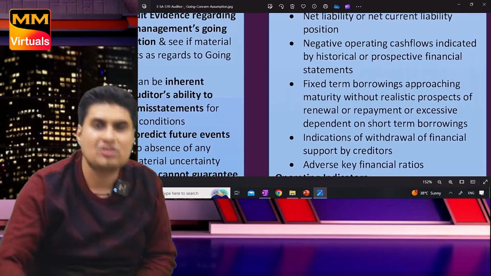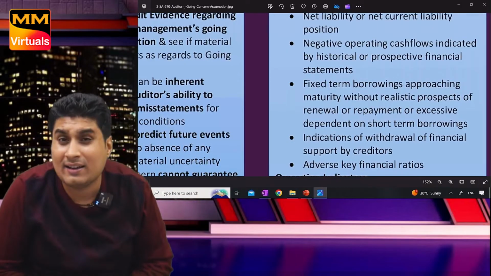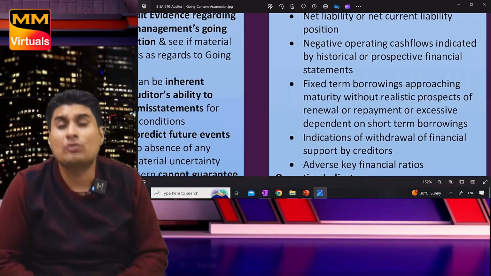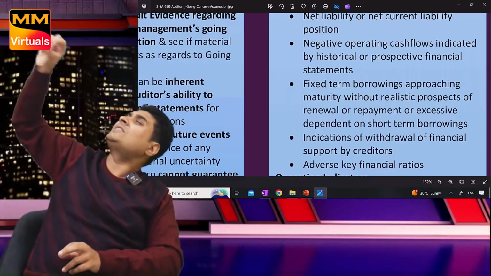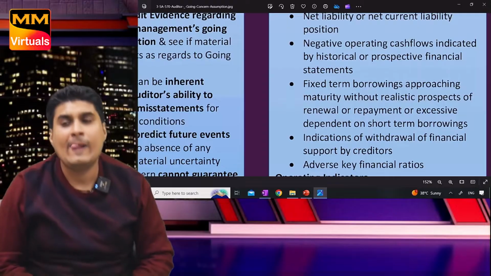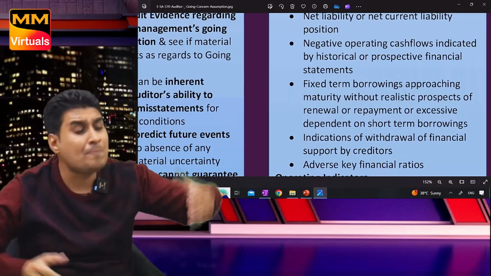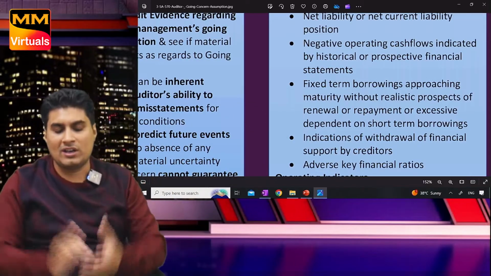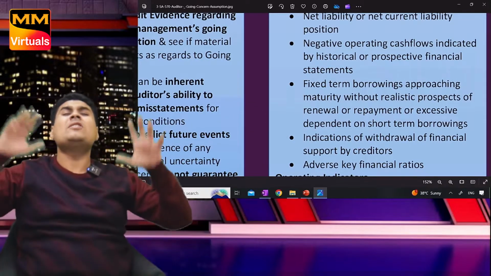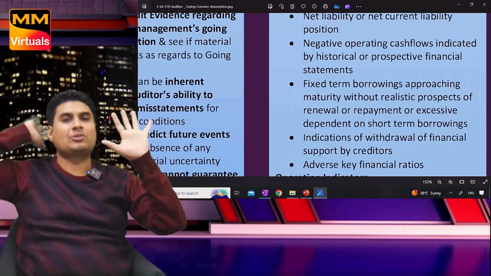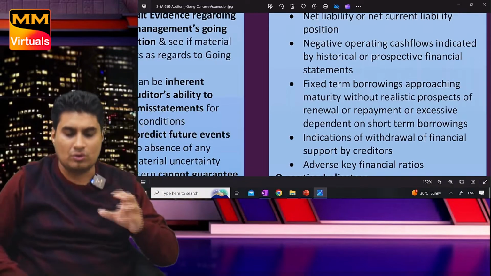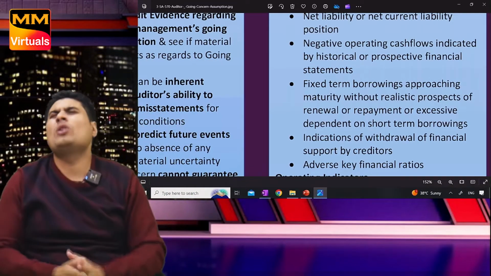Tell me, what are the financial indicators? Net liability, net current liability. Negative operating cash flow, withdrawal of financial support by creditors. Okay. Fixed term borrowing approaching maturity without realistic chance of payment. Adverse key ratios. I hope you understood. Okay. One last time.